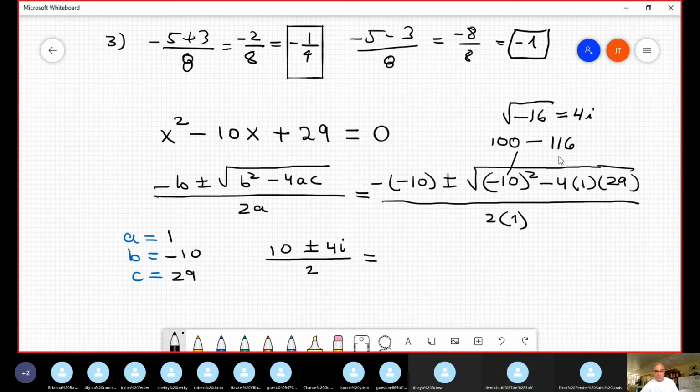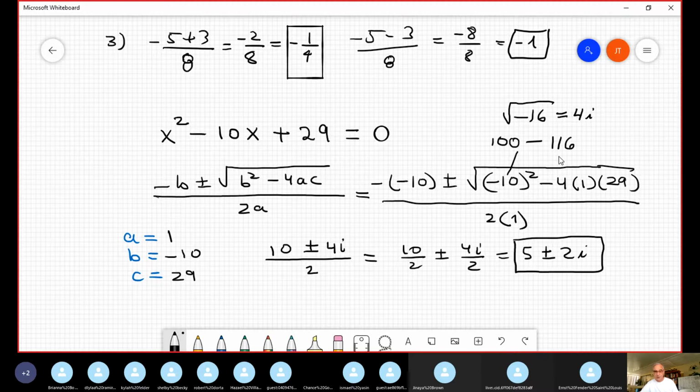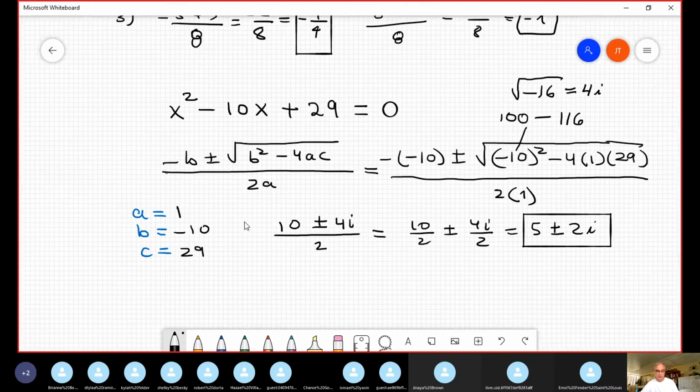No, because you split the common denominator. This is 10 divided by 2, plus or minus 4i divided by 2. So we get 5 plus or minus 2i. The solutions for this equation are 2 complex solutions: 5 plus or minus 2i. Super good. Brian, thank you so much.